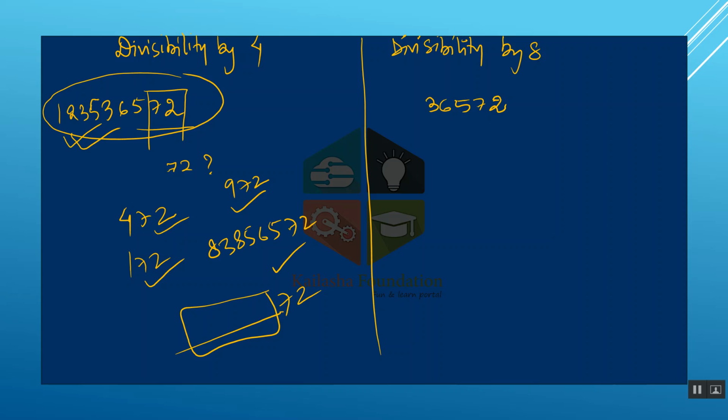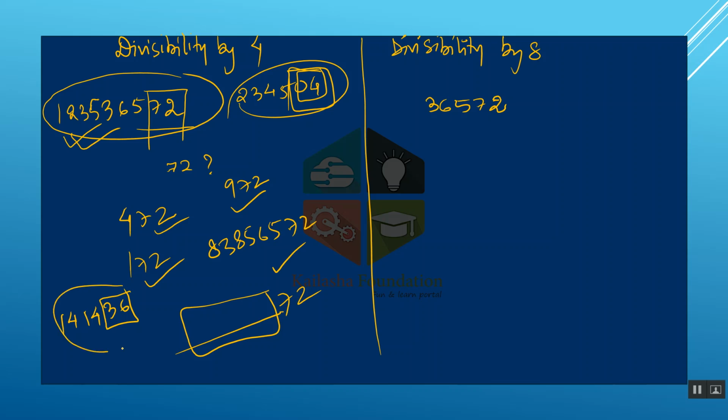That means 2, 3, 4, 5, 0, 4 is divisible by 4. Yes. Because this is 0 4, and 04 is divisible by 4. So this complete number is divisible by 4. That means 1, 4, 1, 4, 3, 6 is divisible by 4. Yes, because 36 is divisible by 4. So the complete number is divisible by 4.